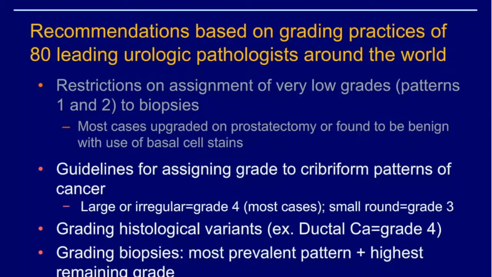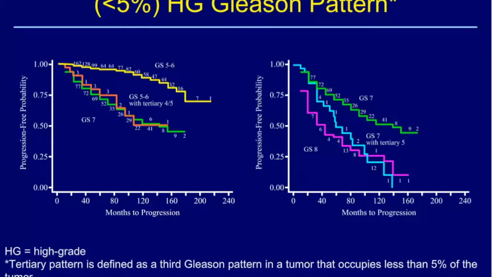One of the more major things to come out of that meeting was how to grade biopsies. At that time, we recommended that the most prevalent pattern plus the highest remaining grade be included in the Gleason score, whether or not the highest grade was really the second most prevalent or not, so that you essentially increase the grading on a biopsy.